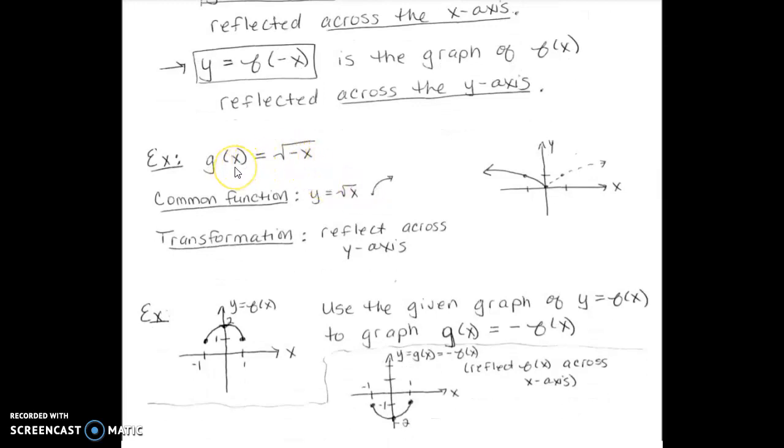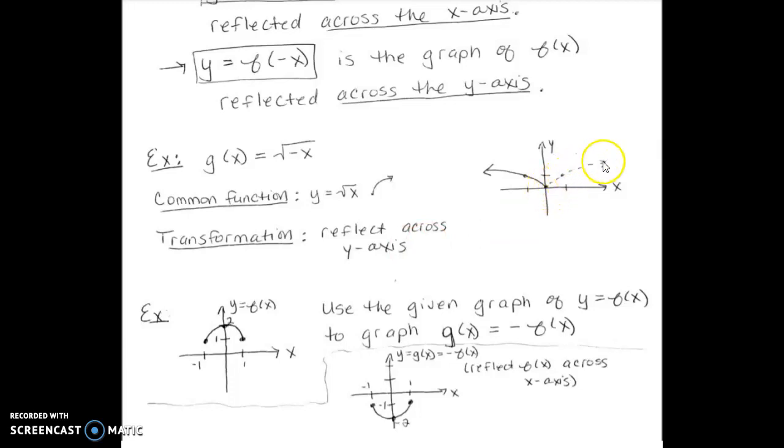So let's use one of our common functions as our first example. G of x equals the square root of negative x. So the common function is the square root of x. So that would be this shape to start with. The transformation, since we have a negative inside of the square root, when the negative is on the inside, we're going to reflect that across the y-axis. So the reflection across the y-axis, or the horizontal reflection, would be our transformation.